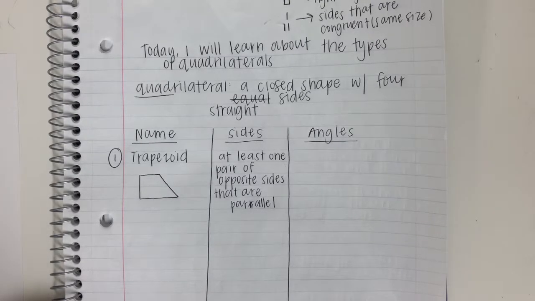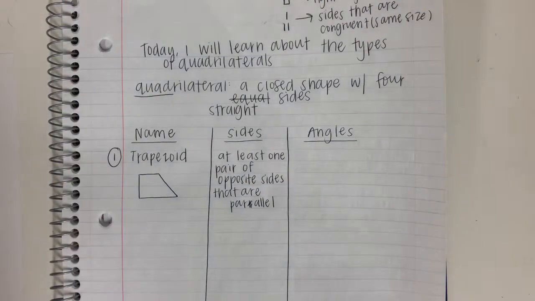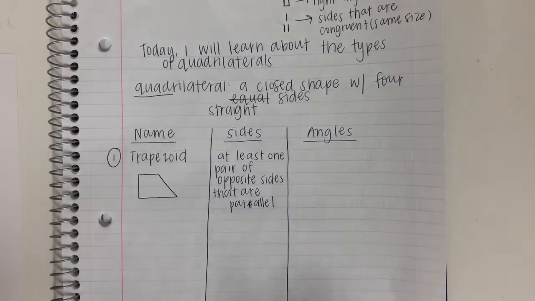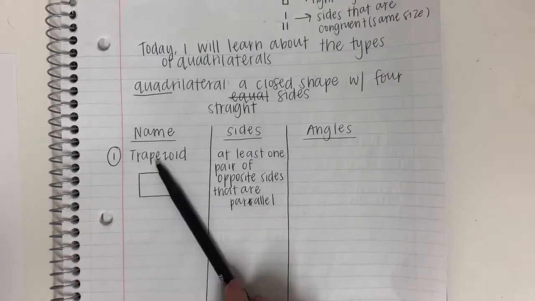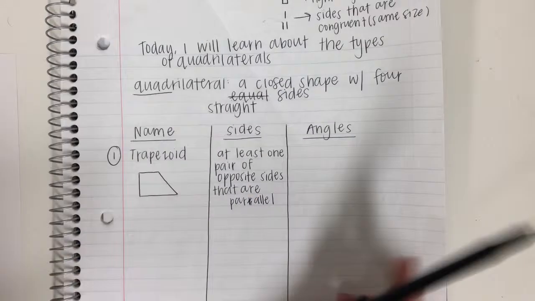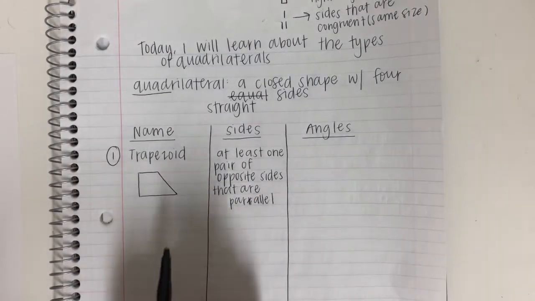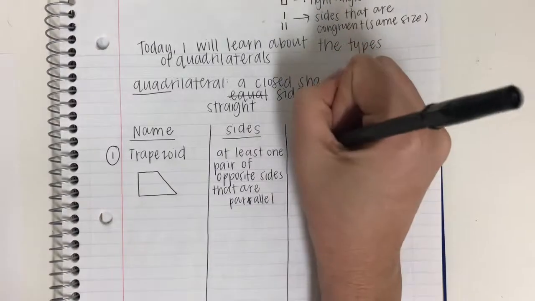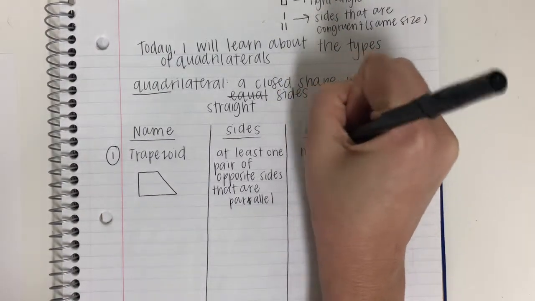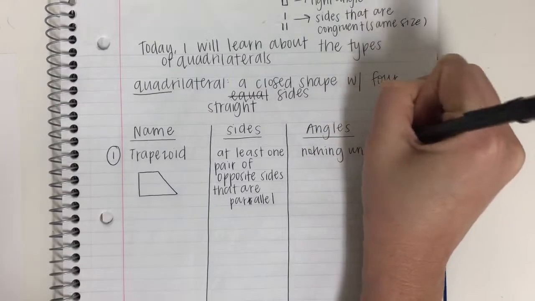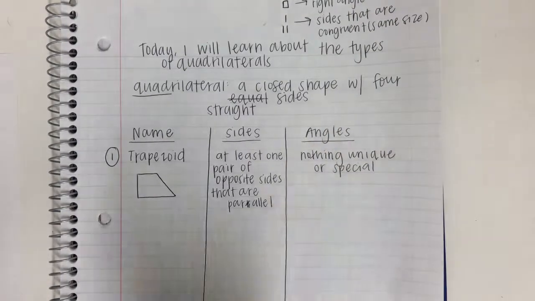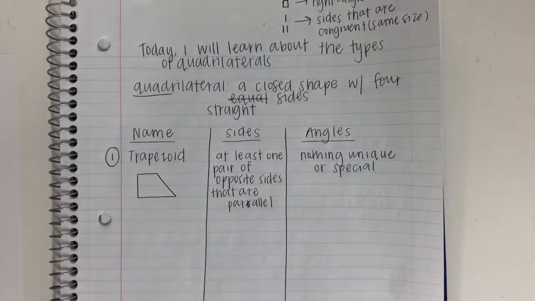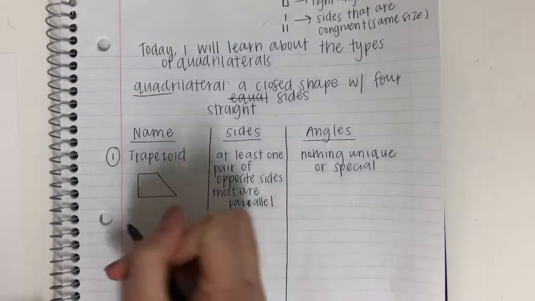So it has at least one pair of opposite sides that are parallel, which means that they will never connect and they will go on forever. So these are parallel because they go on forever. These would not, because this is at an angle and this one's straight, so eventually they will meet. So it has at least one pair of opposite sides that are parallel, and then angles is nothing unique or special. So with a trapezoid, there's no unique type of angle or anything. So all you're looking for with a trapezoid is if it has at least one pair that is parallel.